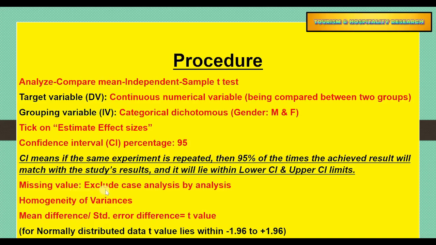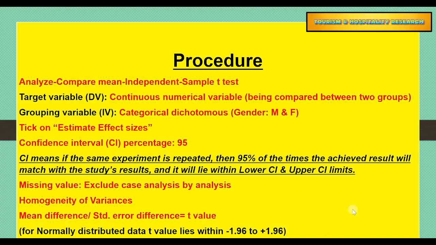Missing values, exclude cases analysis by analysis. This option will be ticking in SPSS. Homogeneity of variances has to be insignificant, mean difference and standard error difference, that is t value. So you divide the mean difference by standard error difference to get the t value, which must lie between minus 1.96 to plus 1.96 in order to indicate a normally distributed data.